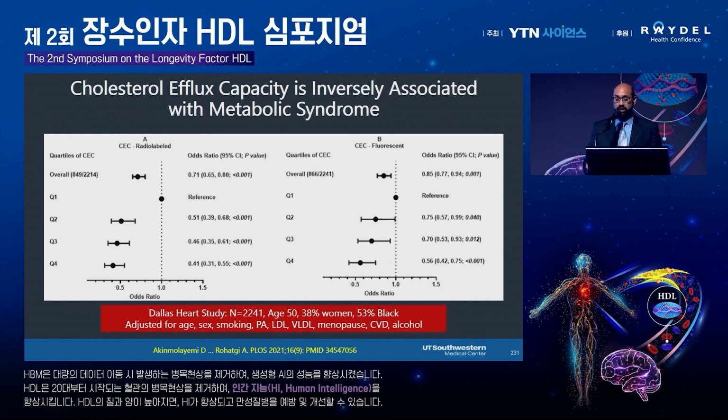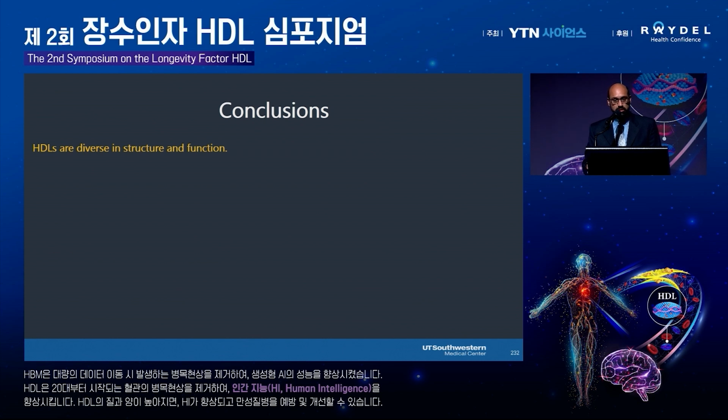But intriguingly and reassuringly, what you can see here is that higher levels of efflux, if you look at the overall row at the top of the forest plot, predicted a 29% reduced prevalence of metabolic syndrome, and increasing amounts of cholesterol efflux from quartile 1 to quartile 4 was associated with a graded reduced prevalence, down to 60% reduced prevalence of metabolic syndrome. So we were able to show in a very large, healthy population that was diverse with respect to sex and race, as well as metabolic factors, a very nice relationship between HDL function and metabolic syndrome. So in conclusion, HDLs are diverse.